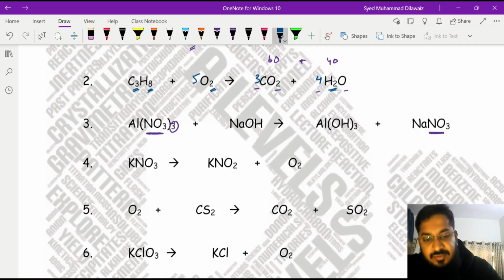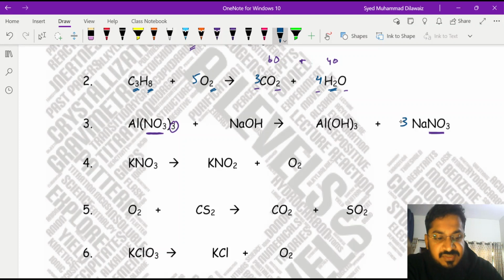If we put 3 beside the NO3, that makes it 3 nitrate units, along with 3 sodium atoms at the same time. So rather than balancing the atoms, we are balancing the number of ions. This is basically called ion balancing. So we have balanced the NO3 units. We've got 3 NO3 units on the right and on the left also.